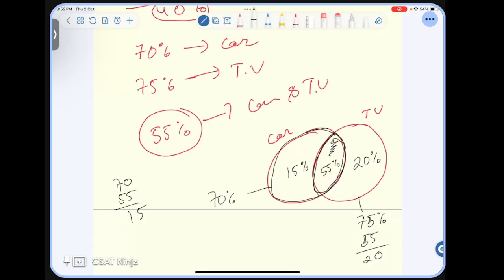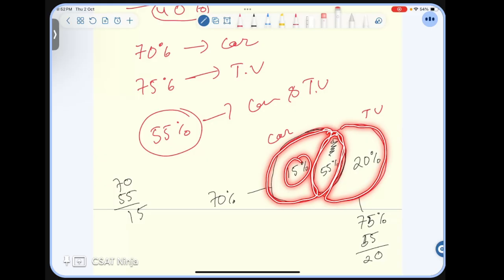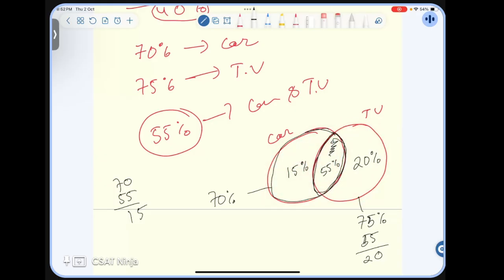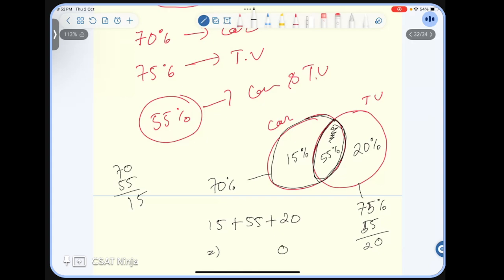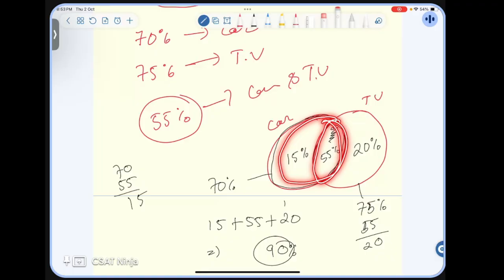Now I've differentiated. This area is 15%, this area is 55%, and this area is 20%. Let us sum those values. 15 plus 55 plus 20 gives us 90%.